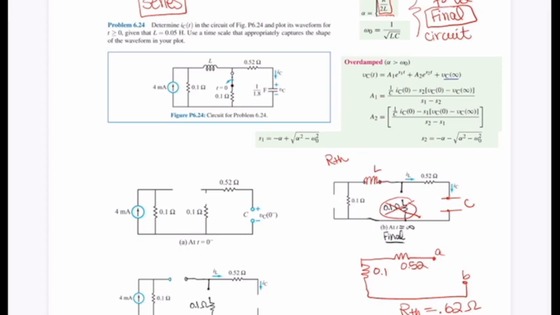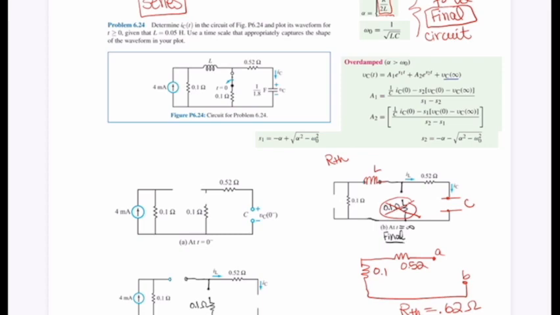So I did it in order: this is 0 minus, this is 0 plus, and this is infinity. I took out the inductor because I wasn't sure what was supposed to go there. You're always trying to find it from that point. The current through the inductor at 0 plus is always the same as before the switch opens and after the switch opens.